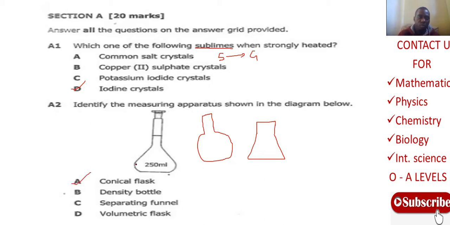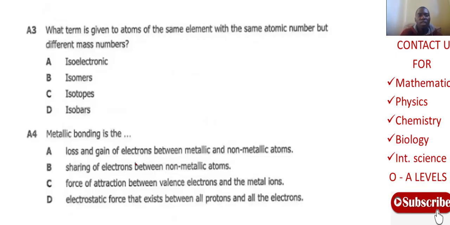Flask. Question 3. What term is given to atoms of the same element with the same atomic number but different mass numbers? Here you can recognize that this is the definition of an isotope. An isotope is defined as an atom of the same element, having the same atomic number, meaning the same number of protons, but different what? Number of neutrons or mass numbers.